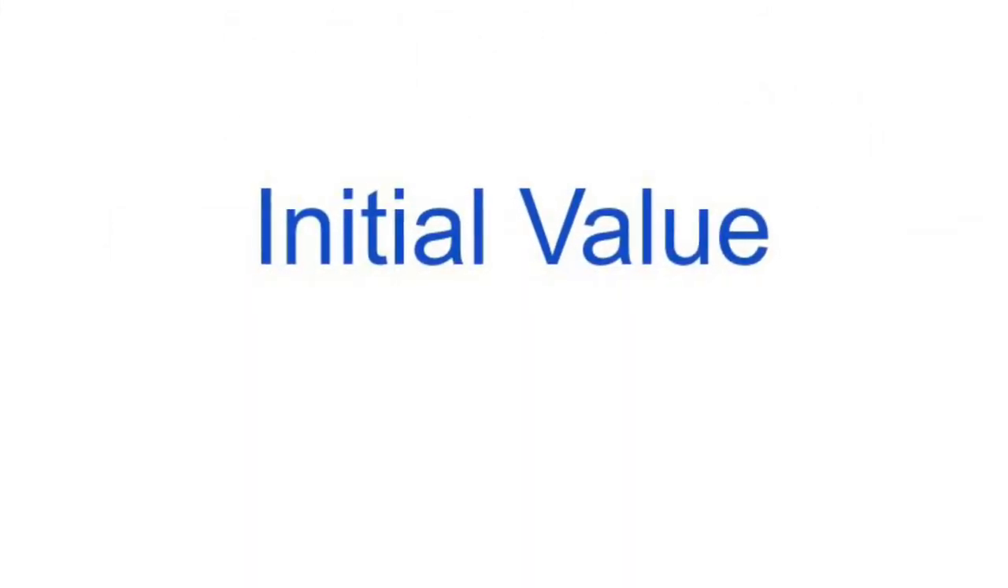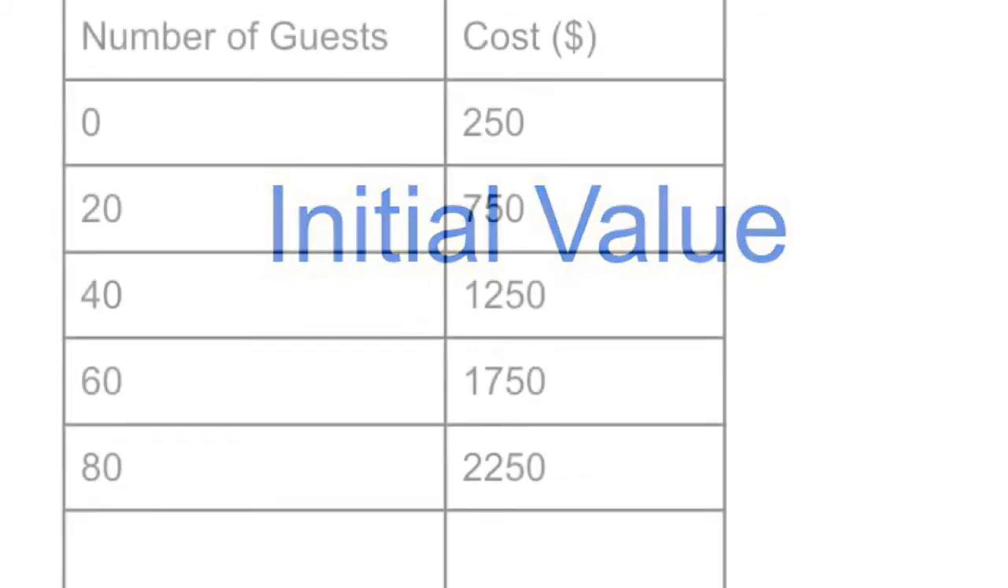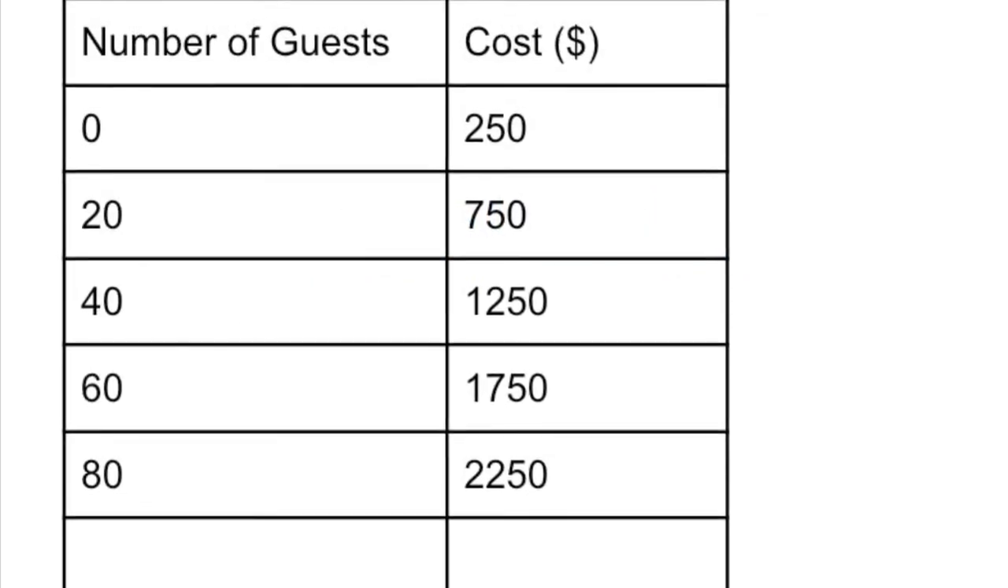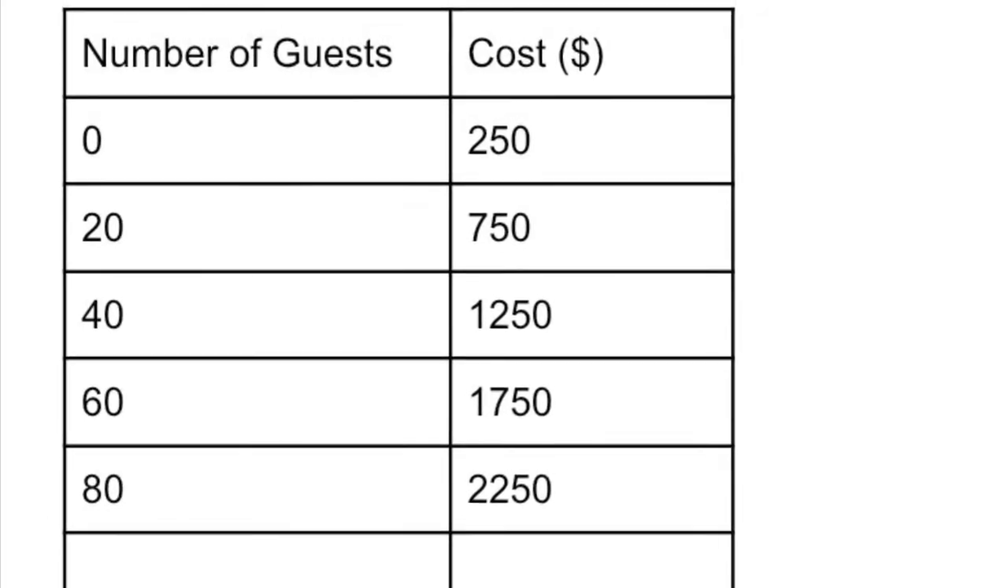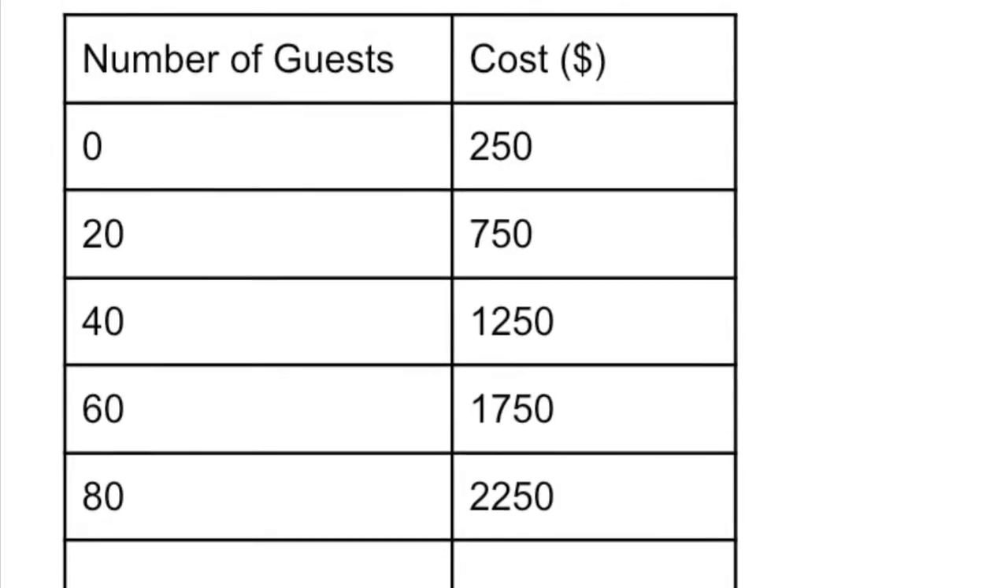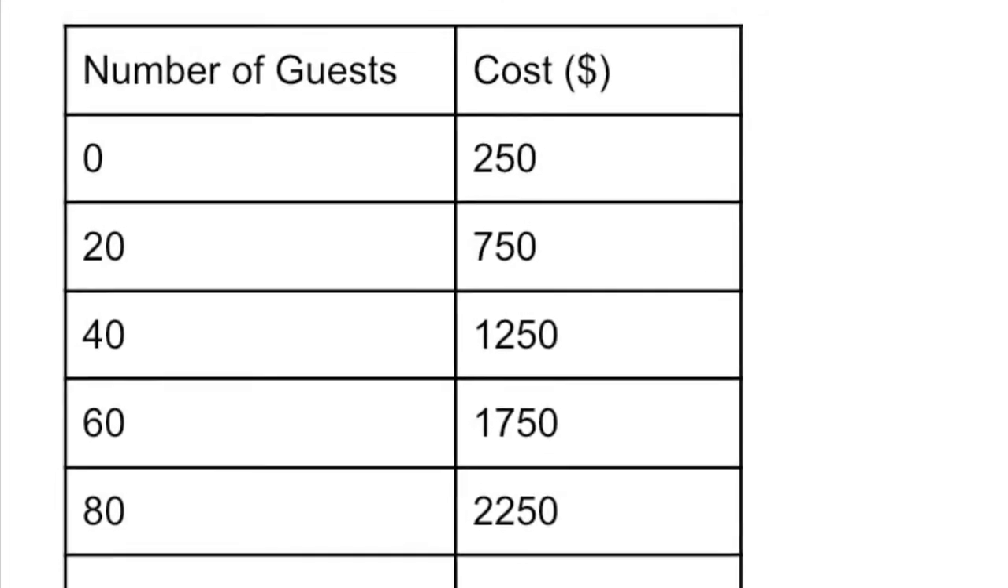The next question asks us to identify the initial value. The initial value, remember, just means the beginning number. If you look at the table of values, we can see that at the beginning, the cost is $250. So the initial value for this graph is 250.